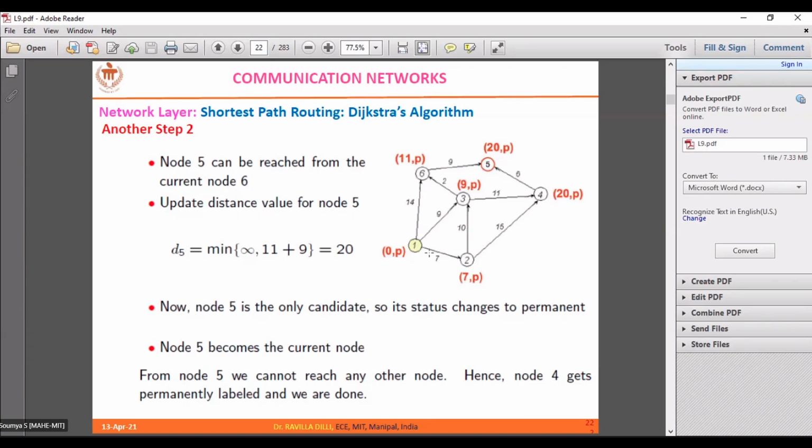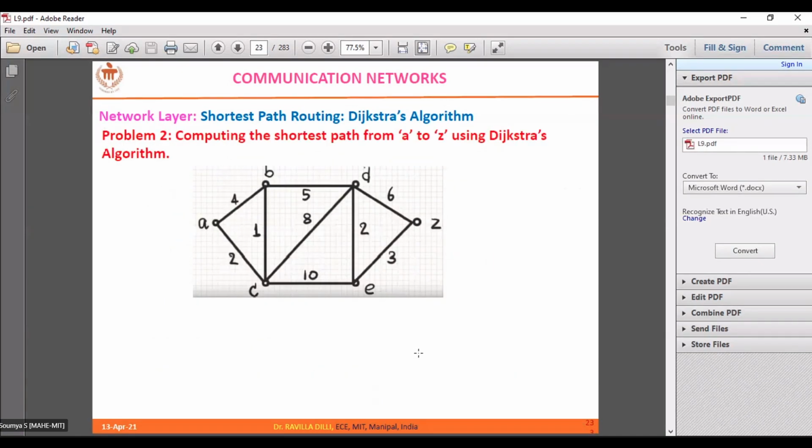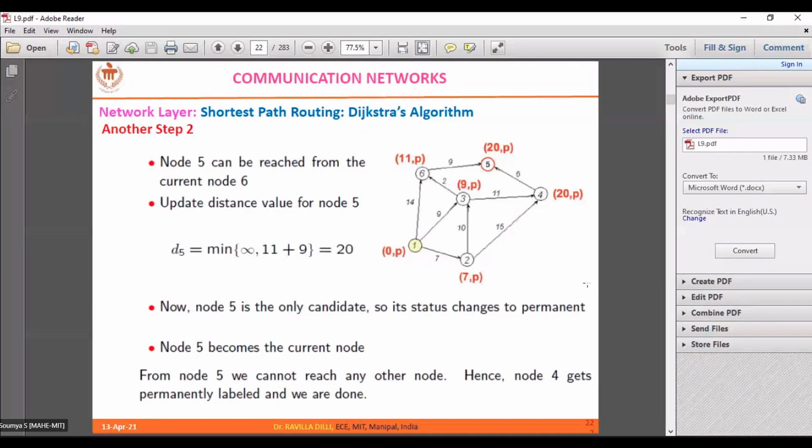Okay. And 1 to 2, the cost is 7. 1 to 3, the cost is 9. 1 to 4, the total cost is 20. If I have to reach from 1 to 5, the total cost is again 20. And if I have to reach from 1 to 6, the total cost is 11. This gives me the final answer.